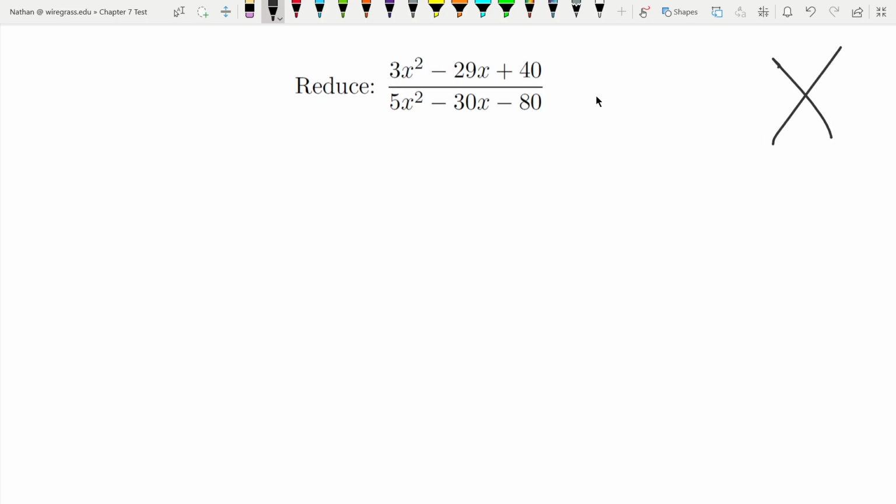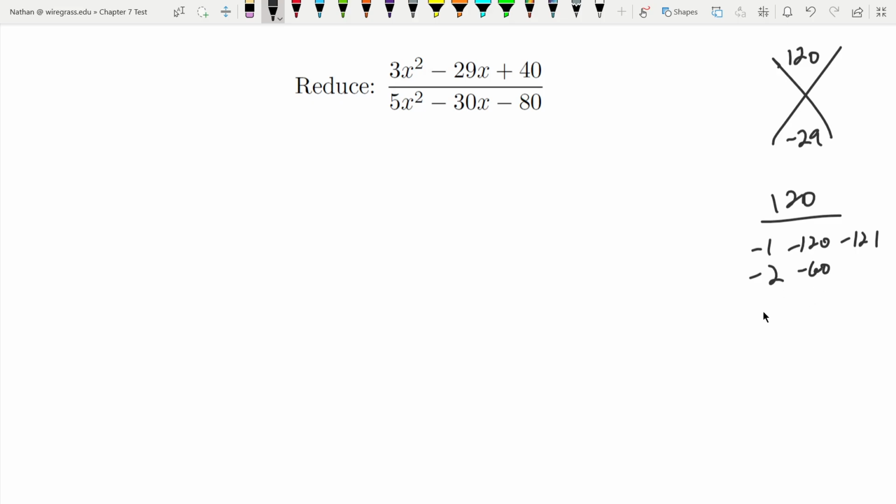A times C is 3 times 40, which is 120. B is negative 29. I need two numbers that multiply to give 120 and add to give negative 29. So let's just look at the multiples of 120. 1 times 120 is going to be 121. Now we need to add to give negative 29, so they're both going to have to be negative. That will still give us 120 when we multiply them, but now it's going to be negative here. Negative 2 and negative 60.